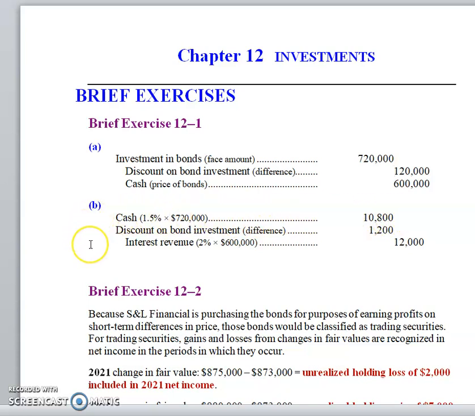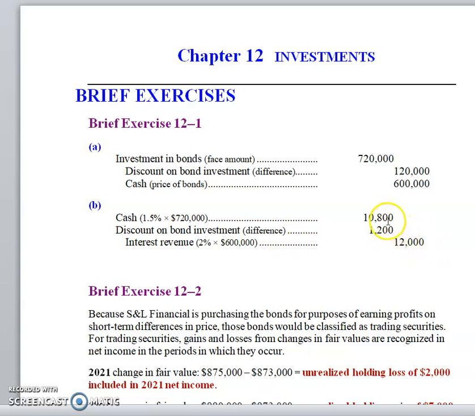We're going to determine interest revenue by the effective interest rate times net book value. Net book value is always going to be the investment in bonds minus the discount. So right now that's $600,000. So we're going to take $600,000 times the effective interest rate, which was 4%, divided in half because interest is paid twice a year. So that's 2%. So 2% times $600,000 gives us $12,000 in interest revenue.